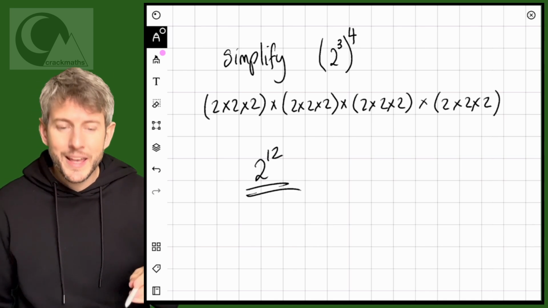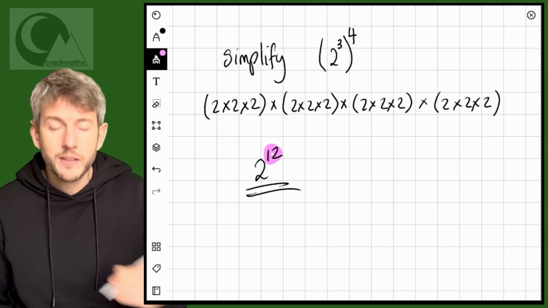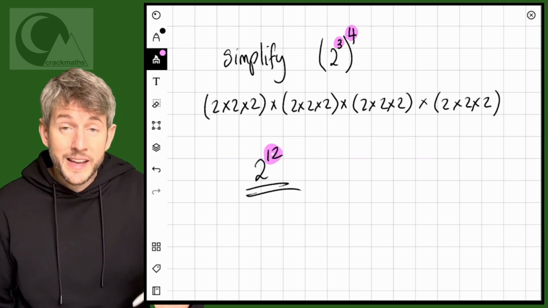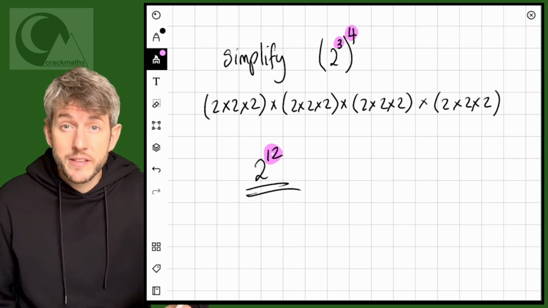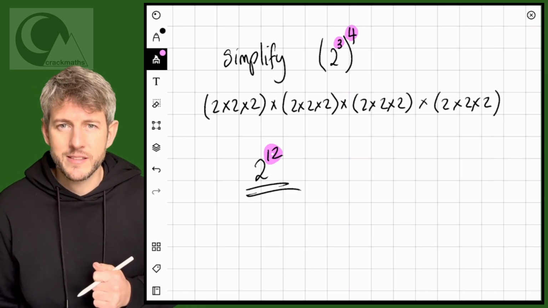And remember, if you did spot it, 12 does happen to be 3 times 4. So remember that rule. If you get an indice inside a bracket to the power of another indice, you can just multiply those things together in order to get your final answer.